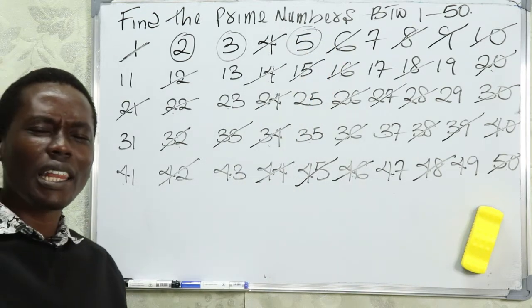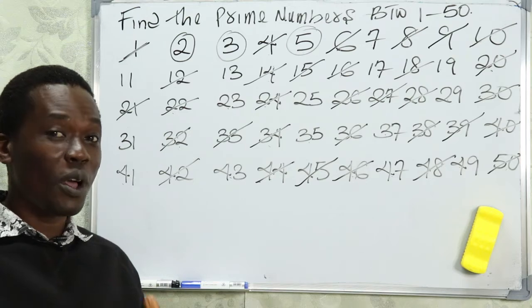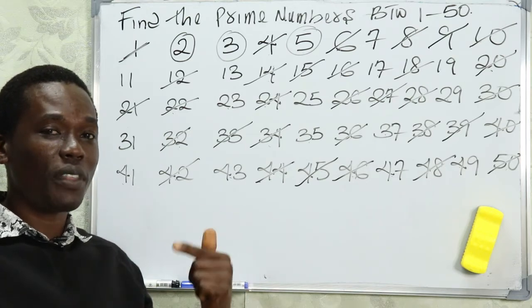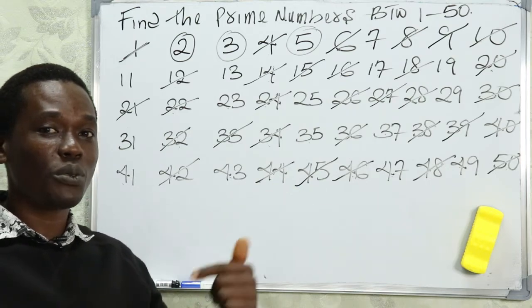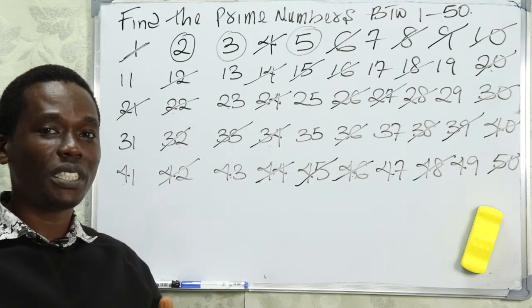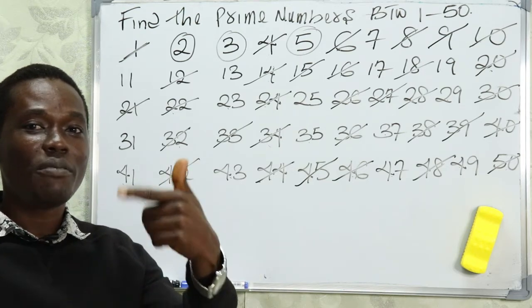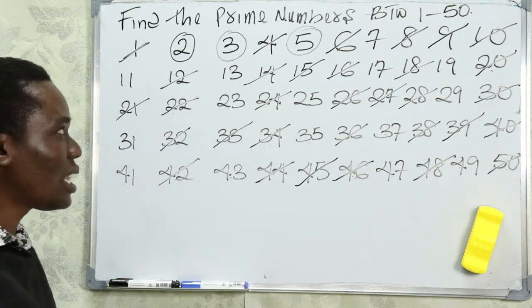So we are going to now analyze the multiples of 5. What are the multiples of 5? 5 times 1 is 5. 5 times 2 is 10. 5 times 3 is 15. 5 times 4 is 20. 5 times 5 is 25. So we are going to analyze them.